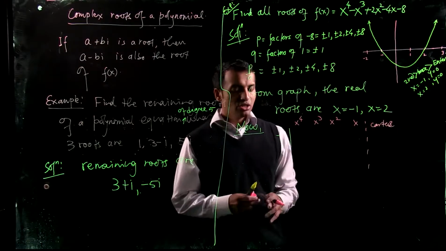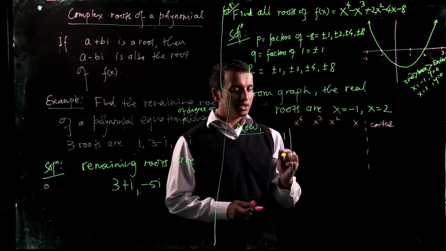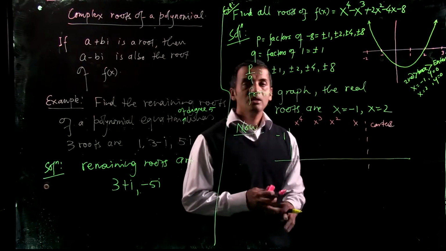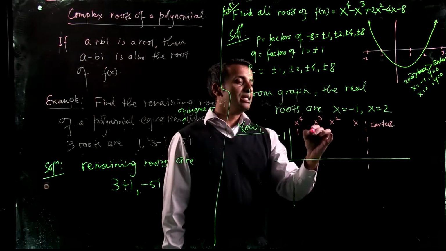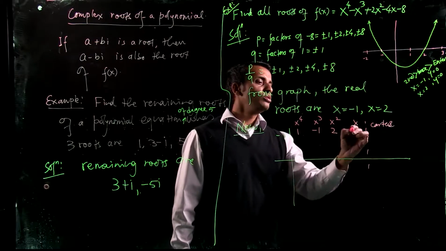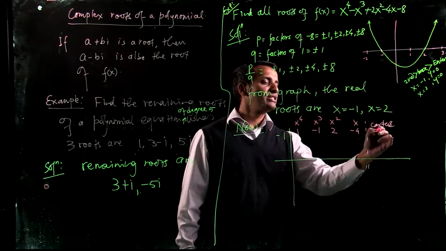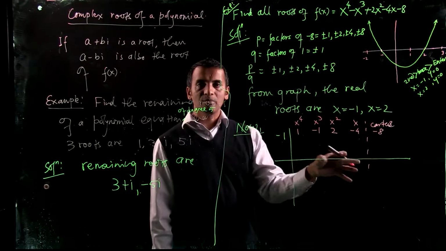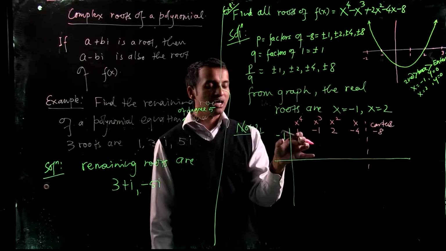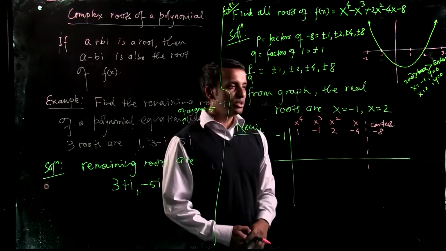So constant, right? So after you do this, what do you get? So what is the coefficient of x to the 4th? 1, negative 1, 2, negative 4, and the constant is negative 8. Let us complete these numbers, this synthetic division, for x equals negative 1. And what do you get?